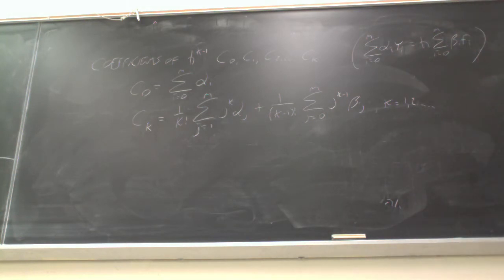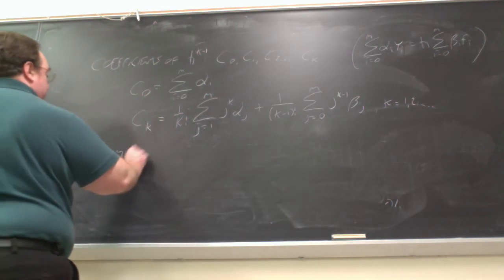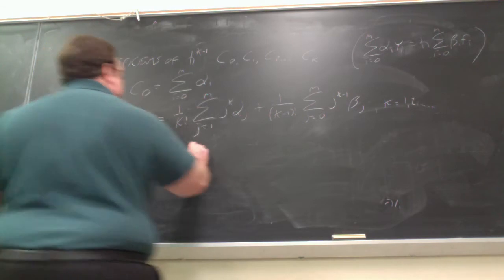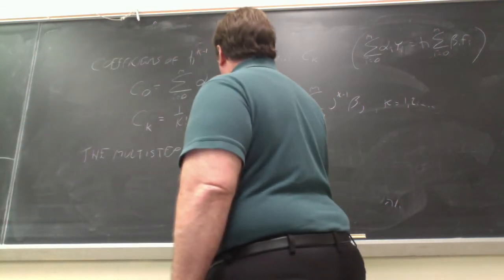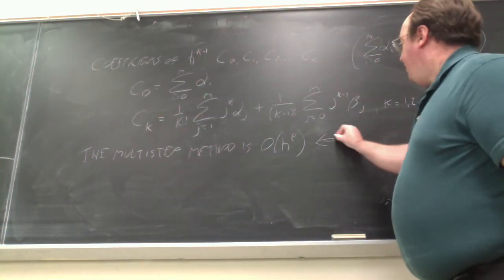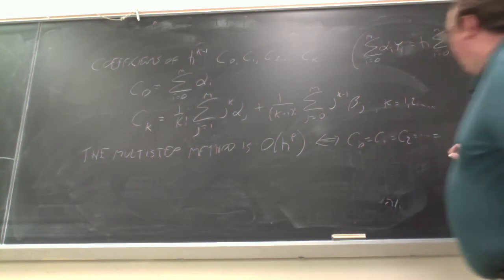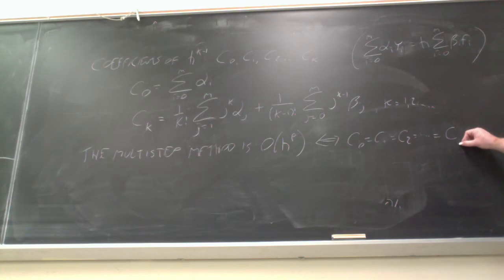Okay. So once you have these, the multi-step method has error order h to the p if and only if C0, C1, C2, and so on, all the way up to C sub p, all have to equal 0. So that's how you check.